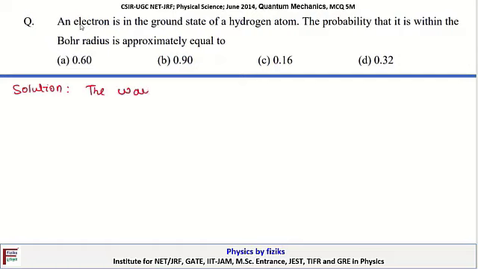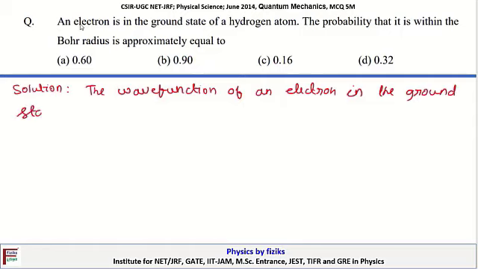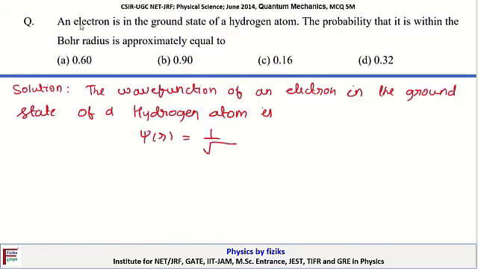The wave function of an electron in the ground state of a hydrogen atom is psi(r) equals 1 by root of pi a_0 cube e to the power minus r by a_0.